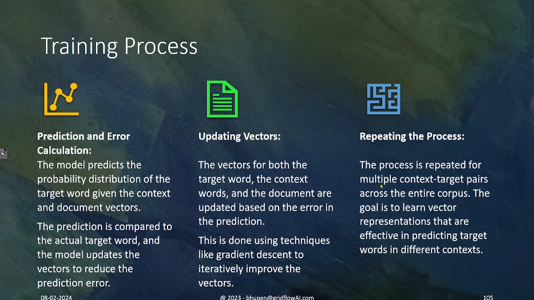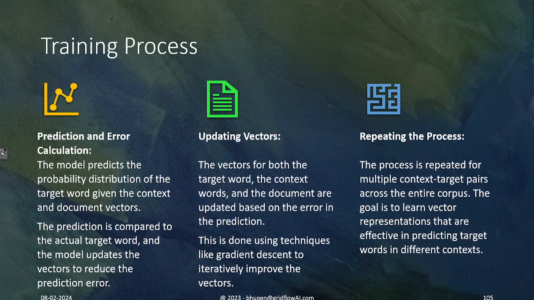So the process is repeated over multiple context target pairs across the corpus, and the goal is to learn the representation for both the words and also the document. In this case, the document is at the sentence level.